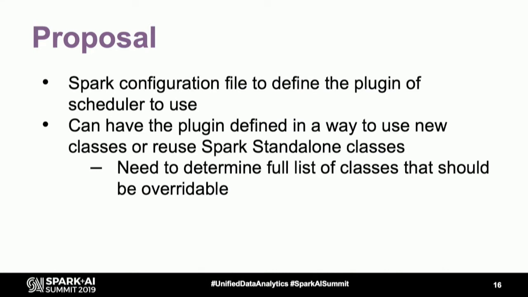So how do we do this? We can build all of our code separately into new classes with new jar files. But how do we make it pluggable? What we can do is define a Spark configuration file that defines the plugin for the scheduler to use. It can be really simple, just a list of the different classes that you want to override. Now, the list of classes that we want to make overridable within Spark is something that we need to discuss as a community: which ones should be, which ones shouldn't be, that we want to make sure are standard across all resource managers.